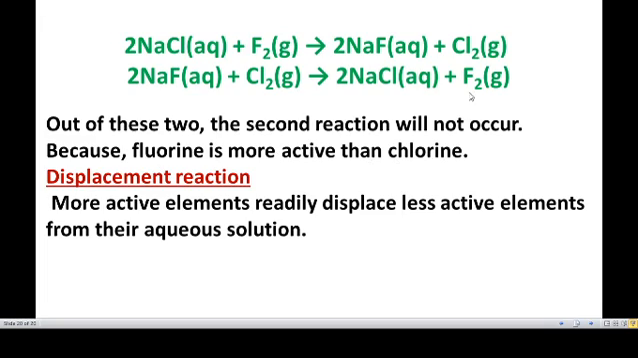This is the important one. Fluorine is more active than chlorine. This is a give-reason question. Out of these two reactions, the second reaction will not occur. What is the reason? Fluorine is more active than chlorine. In a displacement reaction, a more active element readily displaces a less active element from their aqueous solution. Here, fluorine is more active than chlorine, so it is not possible.